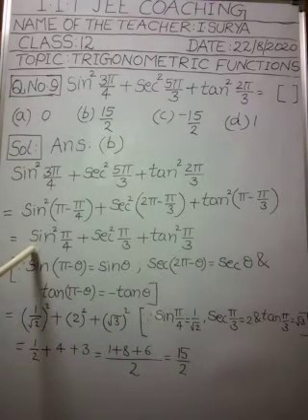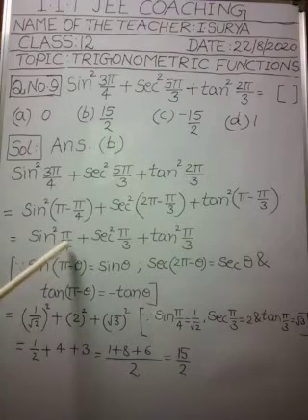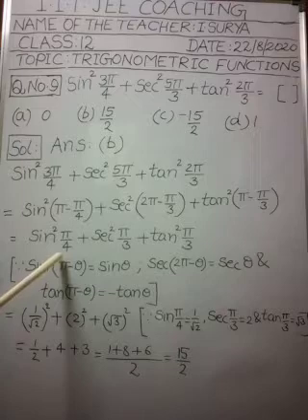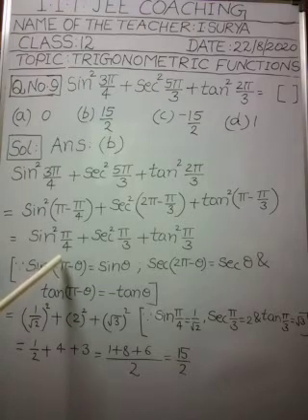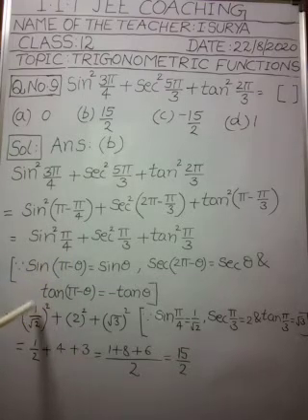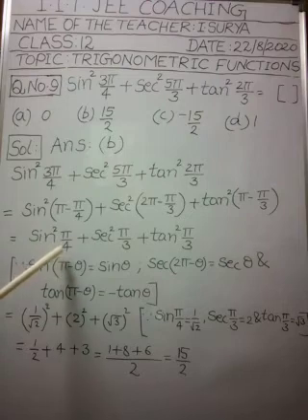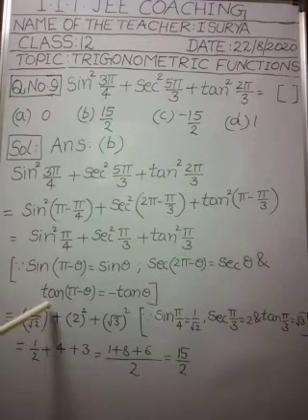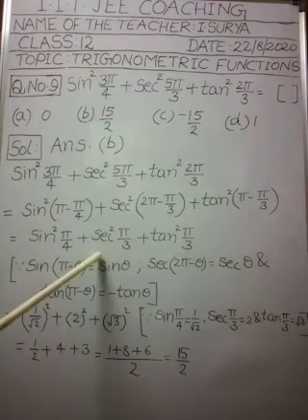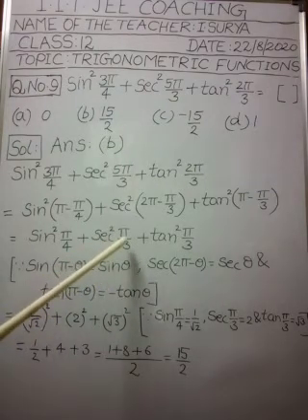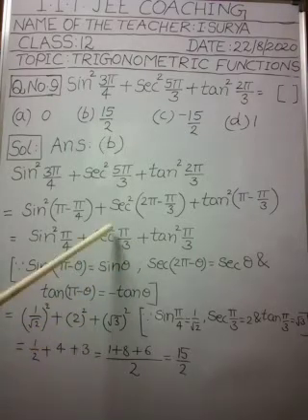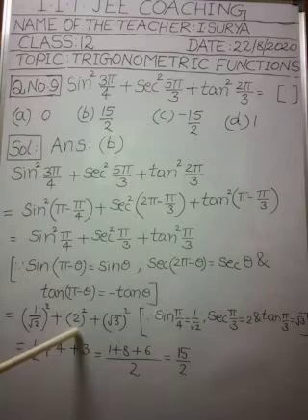What is the first term? Sine square pi by 4. What is the value of sine pi by 4? What is meant by sine pi by 4? Sine 45 degrees. What is the value of sine 45 degrees? 1 by root 2. Sine pi by 4 value is 1 by root 2. So 1 by root 2 whole square plus secant square pi by 3. What is the value of secant pi by 3? 2. So 2 whole square. Understood the second term, my children?